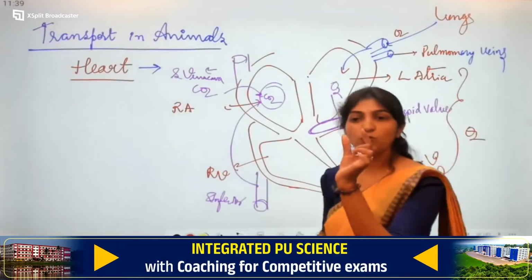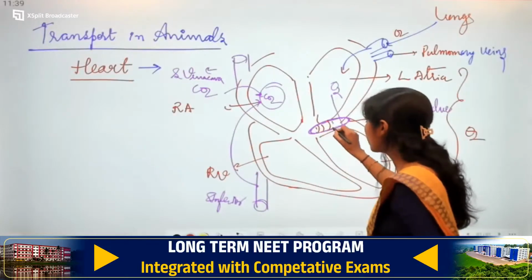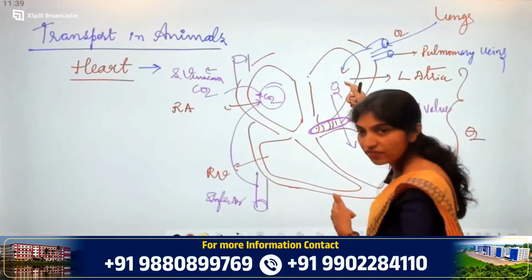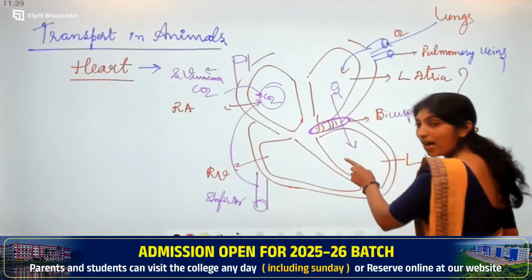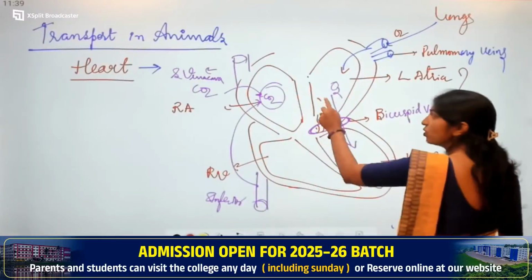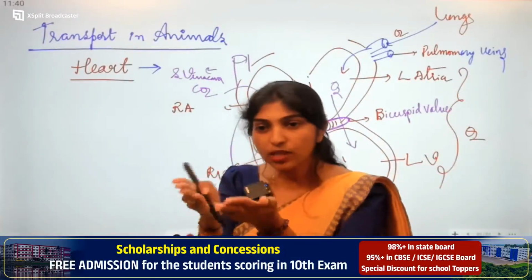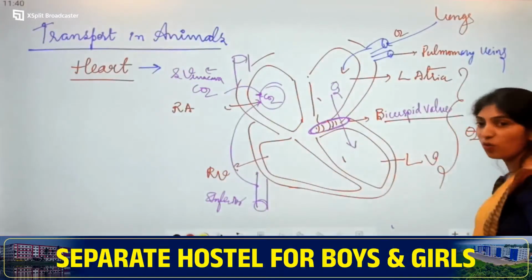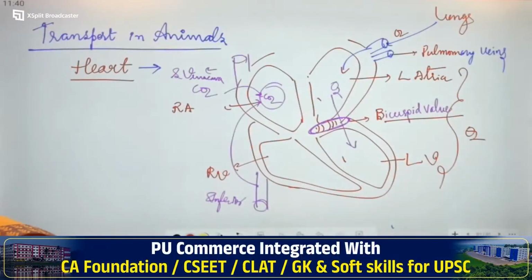It is nothing but a small opening which has a muscular flap. When the blood moves from the left atria to the left ventricle, there is a chance of backflow of blood from the left ventricle to the left atria. So there must be a guard to prevent it from going back. That guard is nothing but the bicuspid valve. Is that clear? Yes, it prevents the backflow of blood.